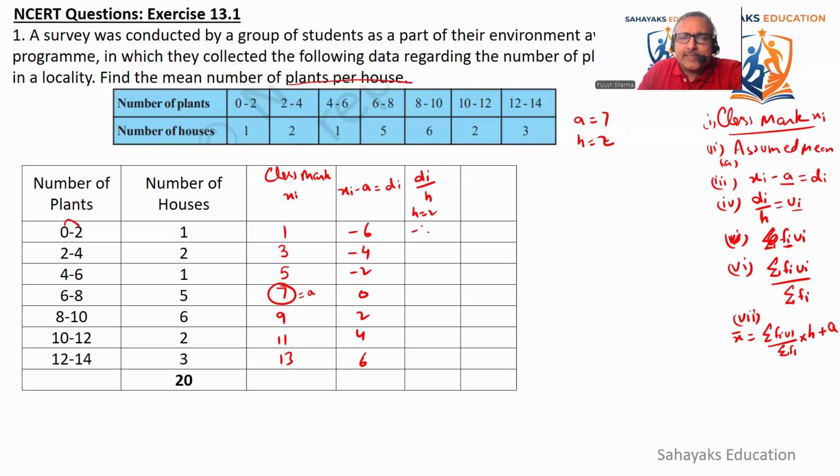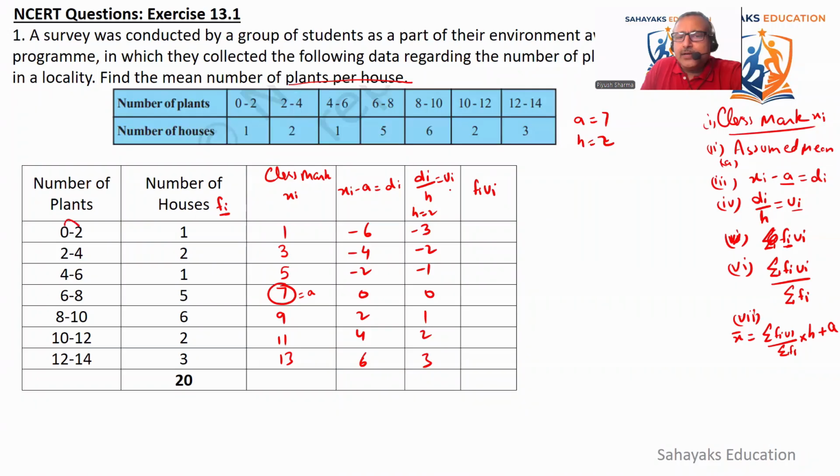It comes as minus 3, minus 2, minus 1, and 0, 1, 2, and 3. Now we're going to find out, dividing by h, we'll call it ui. So we are going to find fi ui. This is fi, this is ui.